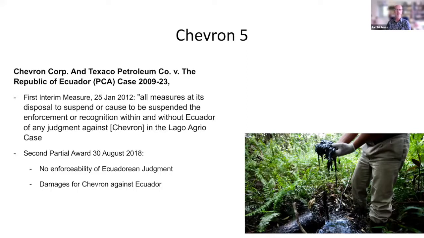upheld in the awards. The important one here is 2018. The judgment is not enforceable. Now the Permanent Court of Arbitration then, and damages are given to Chevron against Ecuador. Why? Because indeed both courts, both the Southern District in New York and the Permanent Court of Arbitration, hold that it is in fact true that Ecuadorian courts are corrupt and are subject to bribery.